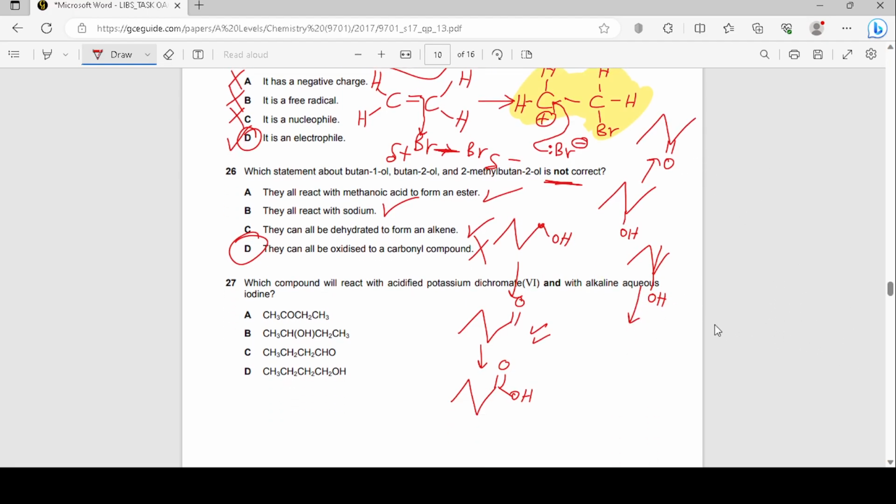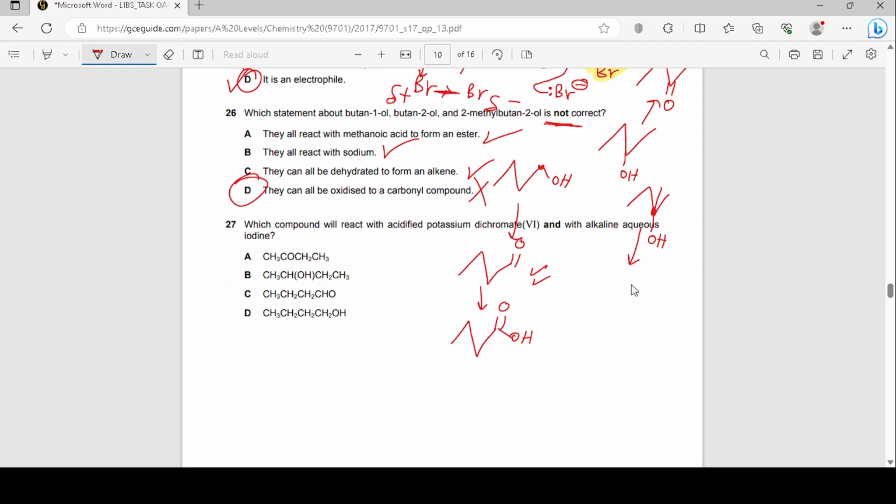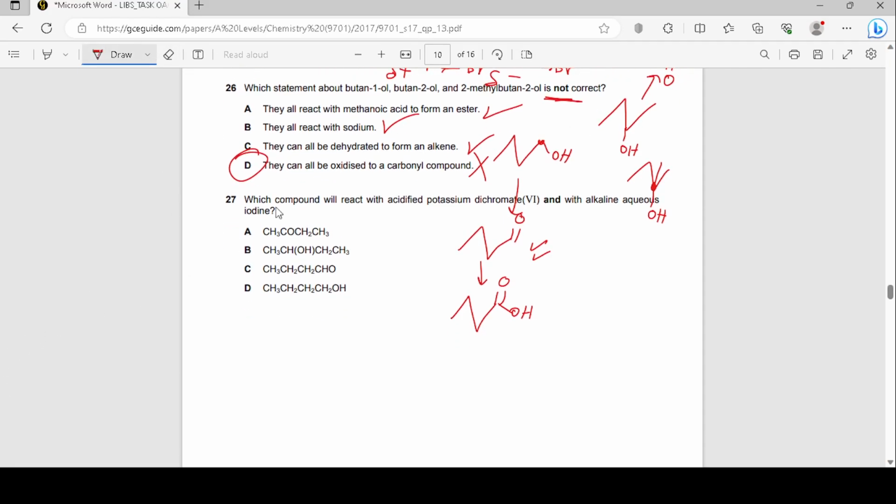And in this one, 2-methylbutane 2-ol, it cannot be oxidized, because the carbon that the OH is attached to is directly attached to three other carbon atoms. What does that imply? It implies that it's a tertiary alcohol, and tertiary alcohols cannot be further oxidized, because there's nowhere to add the oxygen; you already have four bonds formed, with no replaceable hydrogen. So the statement that they can all be oxidized to a carbonyl compound is wrong, because this tertiary alcohol cannot be oxidized. So D is wrong.